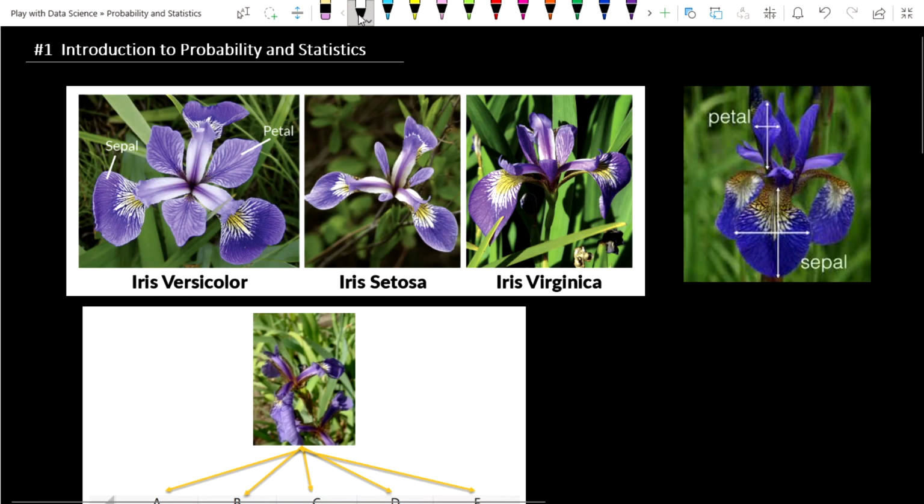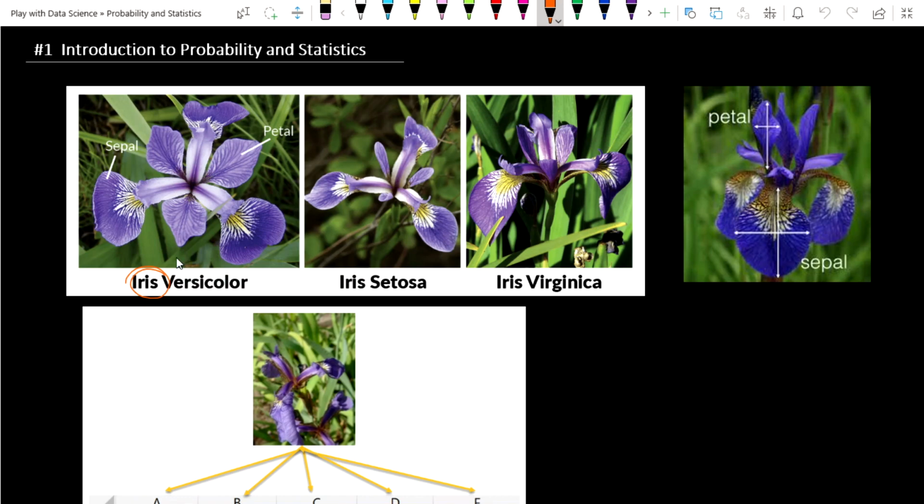So let's start. What is actually probability, and why do we have to learn it? Why are these probability concepts important in machine learning? Let's see. First I'm taking the iris dataset, iris data that I have taken from Google Images. First let's understand what the iris dataset actually is.